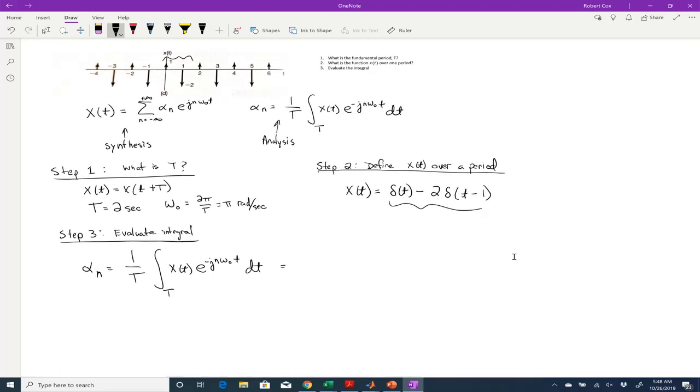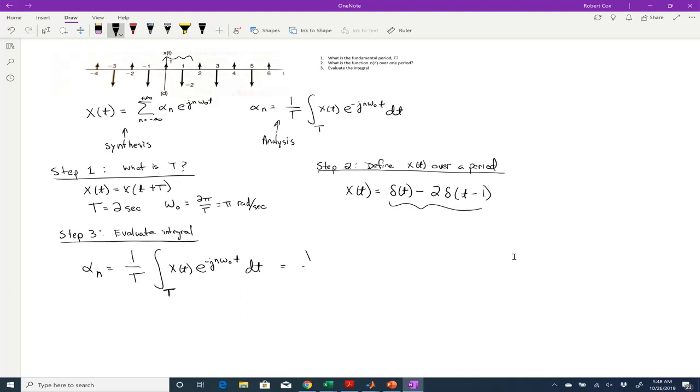So here's the integral, here's the analysis equation. One thing I'm going to point out is I just wrote down a T at the bottom of this. That's a notation we sometimes use when we want to integrate over a period. We're going to talk about the limits in a second, but I'm just going to say I want to integrate over a period. It can be any period.